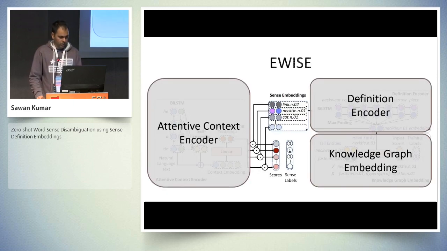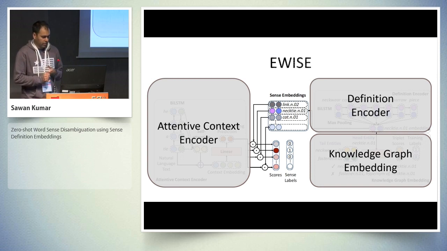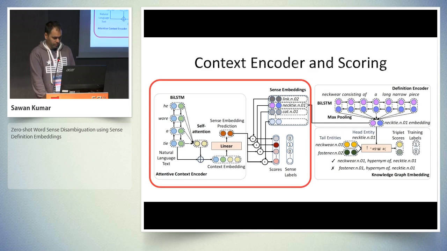To introduce our model, we have three major components. On the left, we have the context encoder, which encodes a natural language text which contains the word to be disambiguated. On the right, we have a definition encoder. And on the bottom right, there's a knowledge graph embedding, which is used to learn the parameters of the definition encoder. I'll get into the details of each one of these modules.